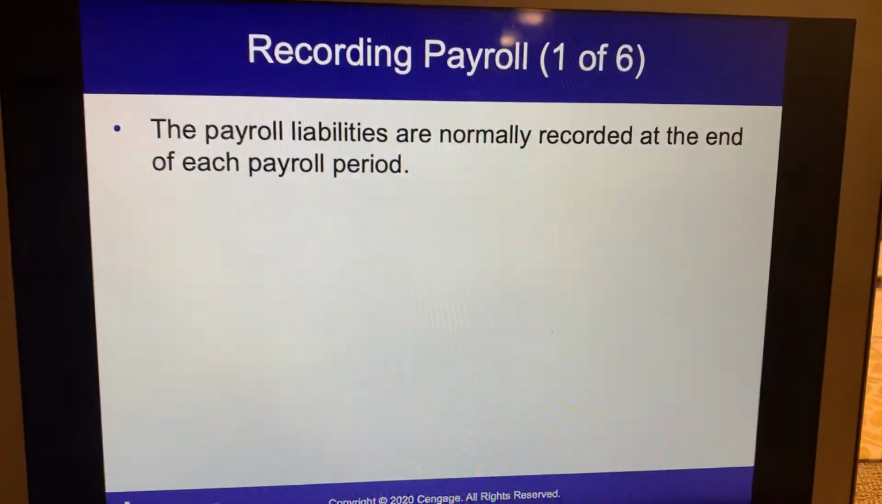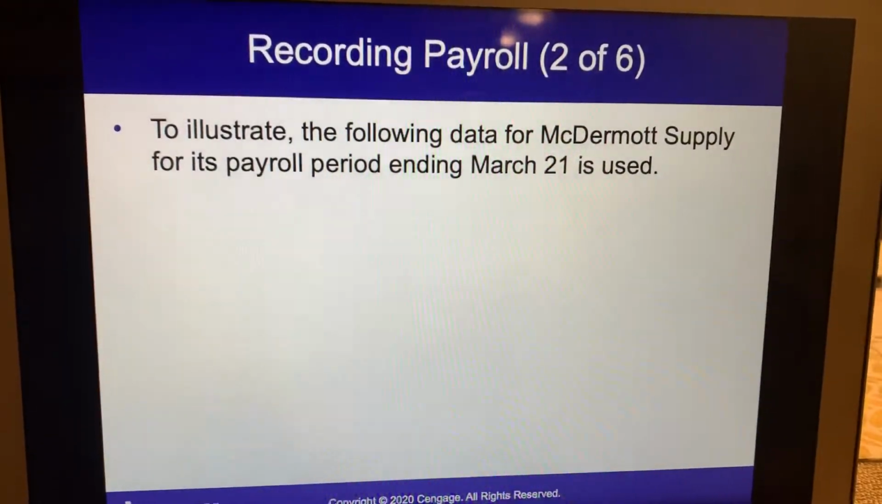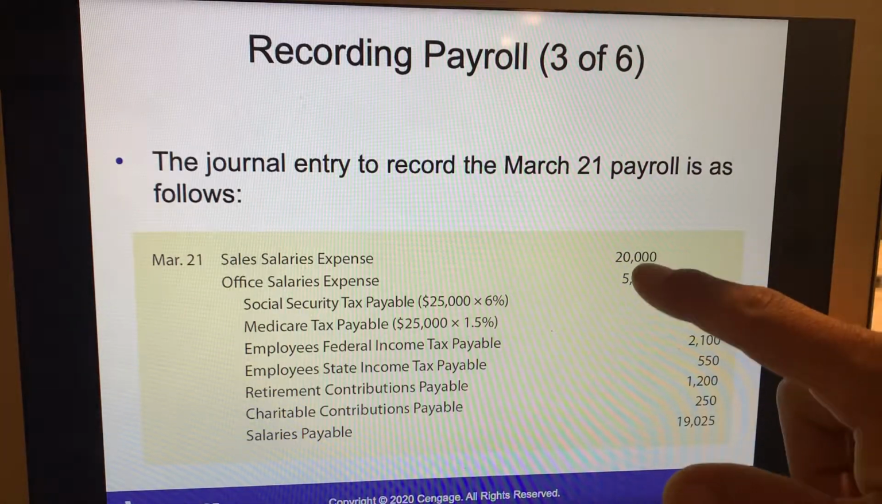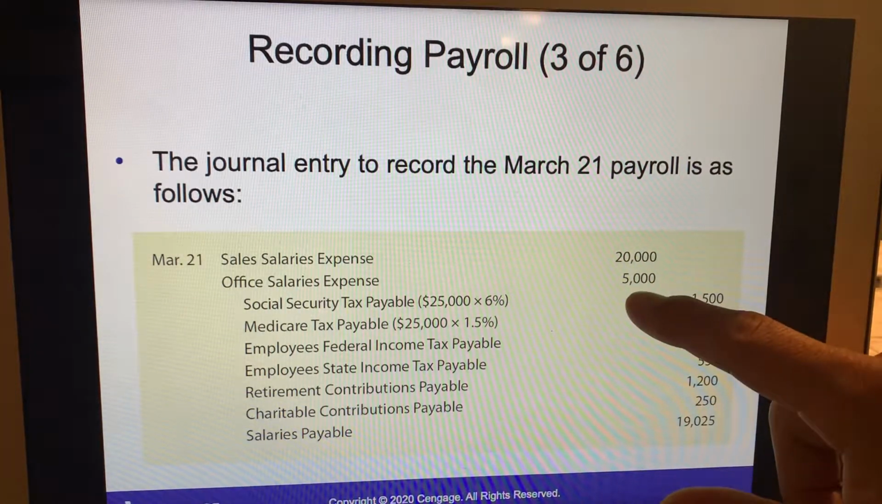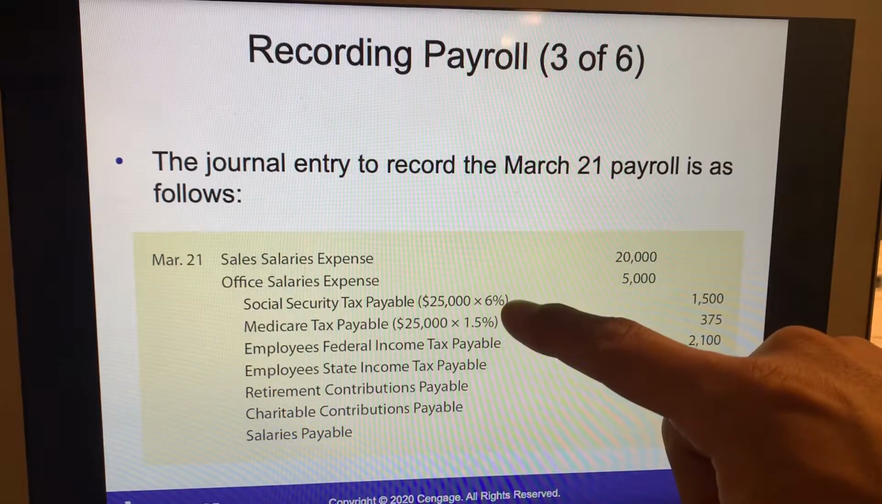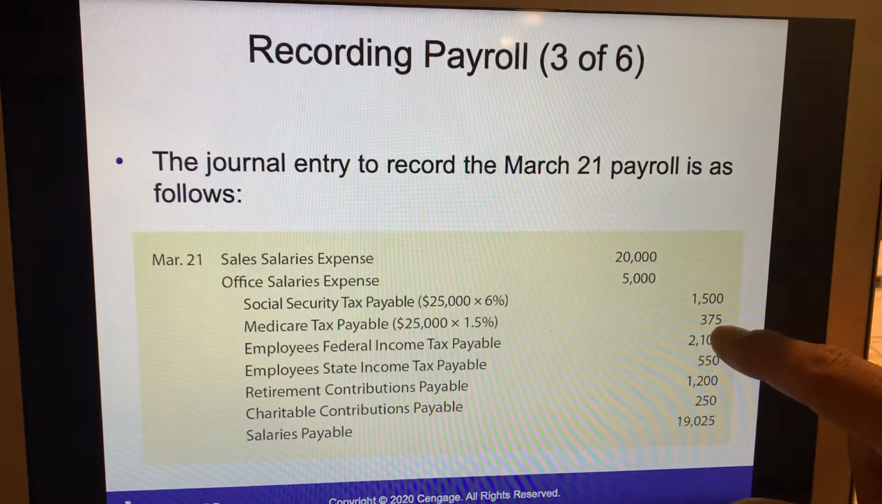Recording payroll. The payroll liabilities are normally recorded at the end of each payroll period. Okay, to illustrate, using the following data, here's McDermott Supply. So here's what this will look like. Sales salaries expense $20,000, office salaries expense $5,000. 6% of the 25,000 will be $1,500. 1.5% of the 25,000 is $375.